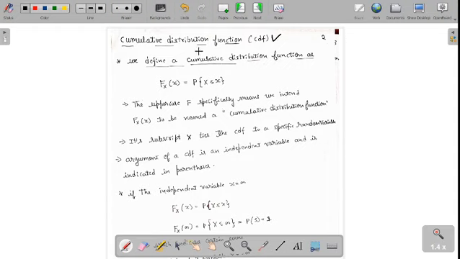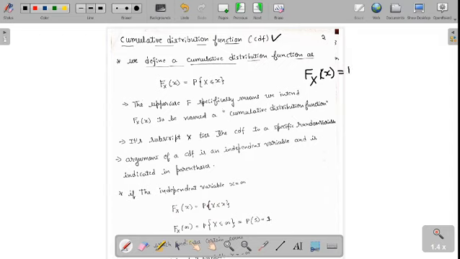Whenever you are asked to write the definition for cumulative distributive function, you just need to write this. We define a cumulative distributive function as F, that is capital letter F. Whenever it is a capital letter F, it indicates the cumulative distribution function of the random variable X, and within the small bracket there should be a small letter x. These are the independent variables.